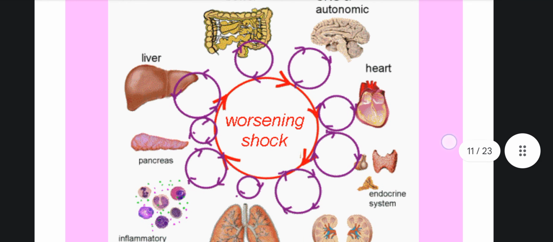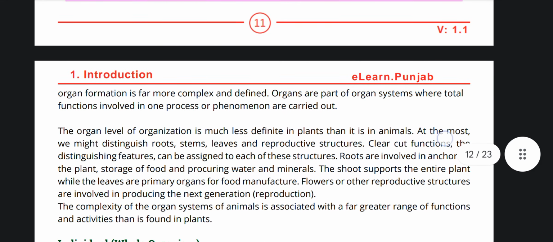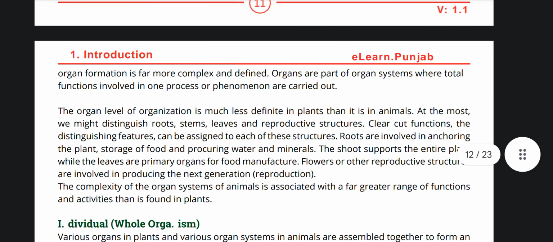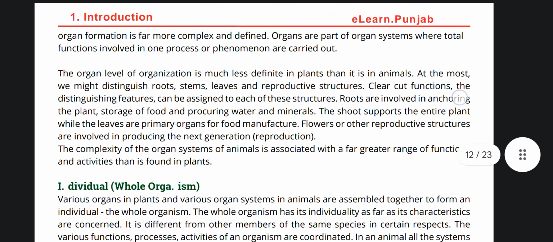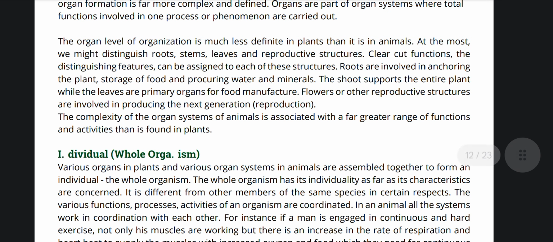In animals, organ formation is far more complex and defined. Organs are part of organ systems, where the total functions involved in one process or phenomenon are carried out. The organ level of organization is much less definite in plants than in animals. At the most, we must distinguish roots, stems, leaves, and reproductive structures. Clear-cut functions can be assigned to each of these structures.